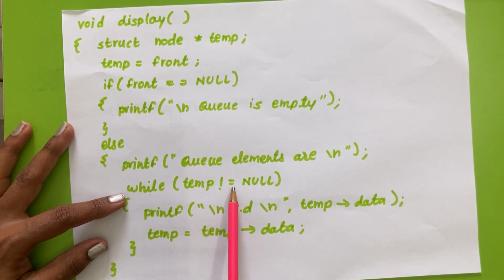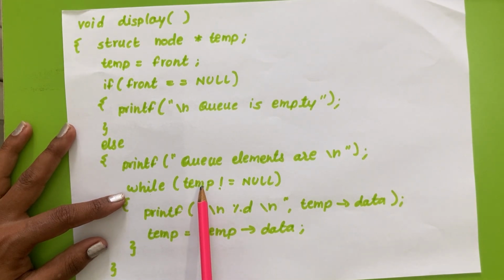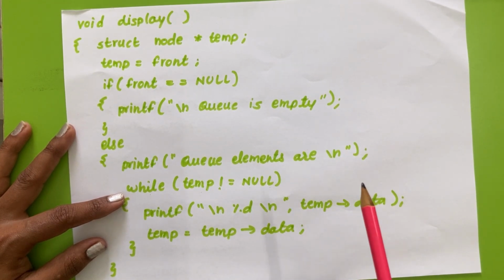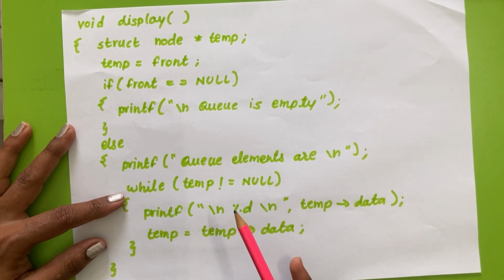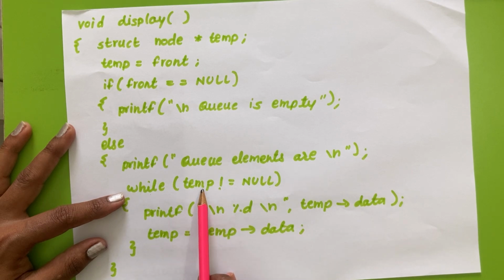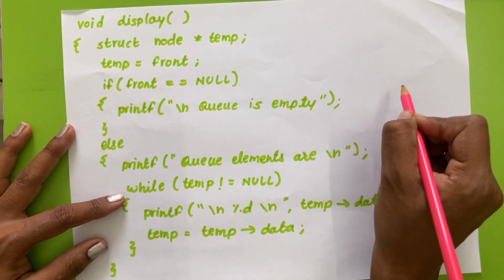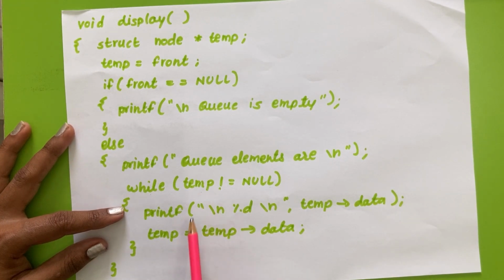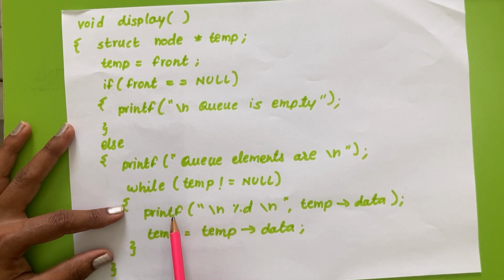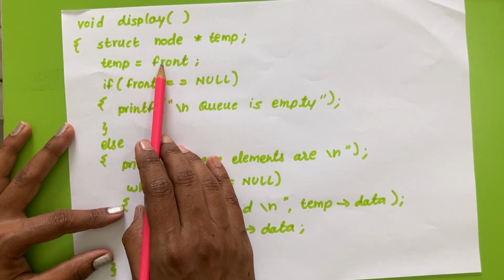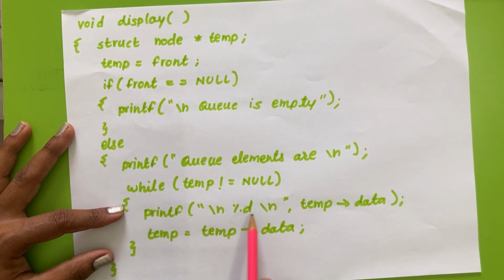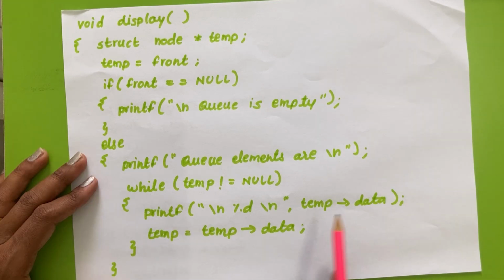So while temp not equal to NULL, the temporary node we have taken here for traversal of the linked list gets updated after printing every node in the queue. While temp is not equal to NULL, meaning up to the end of the linked list, we have to do this task: printf %d, temp->data. First we have copied the value of front in temp, so first it will print the value of the temporary node. Again it will update temp.